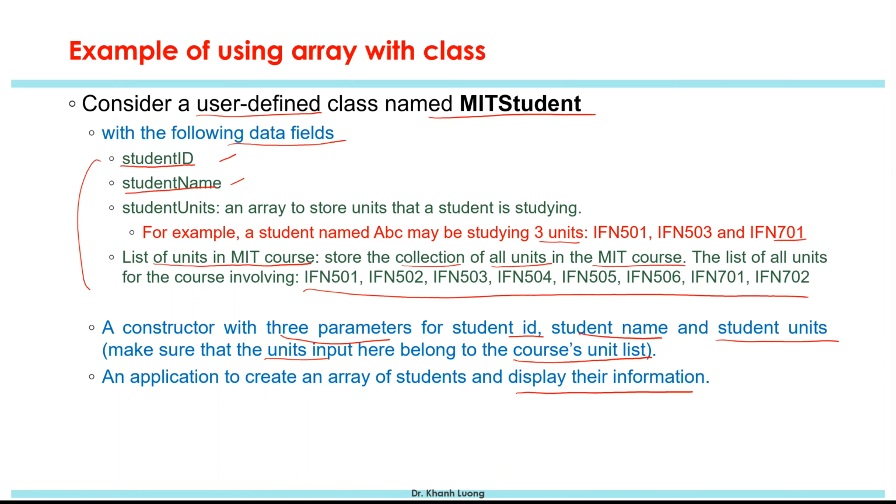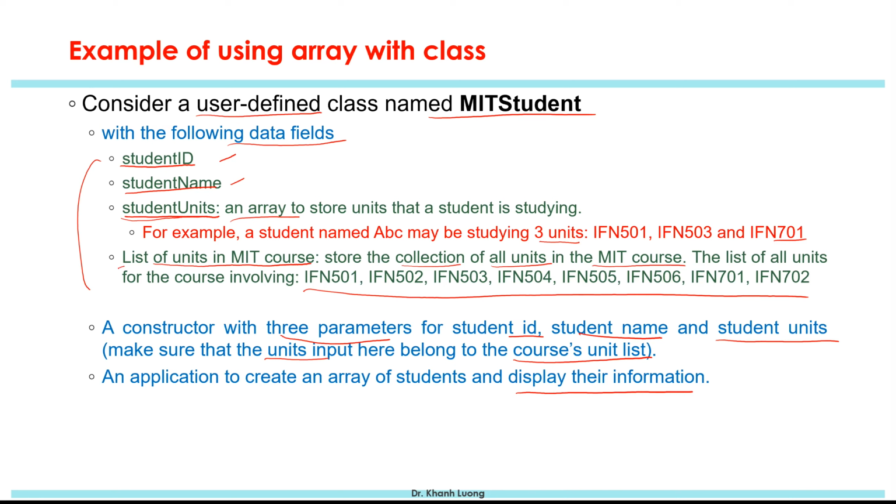You may be already familiar with the data fields like student ID and student name. But for student units here, this is a data field, but you may see that it's an array. So an array as a data field. In C#, each data field for the class can be any data type: integer, string, double, and a data field of a class can be an array as well. So here the third data field of the class is an array.